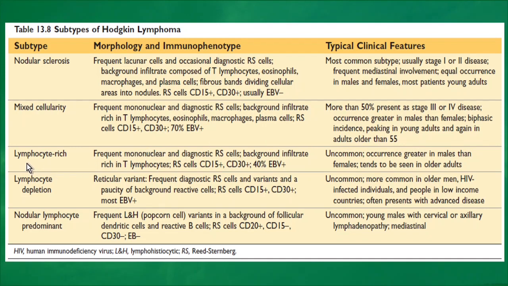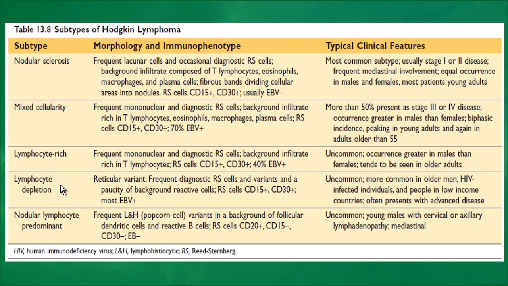Lymphocyte rich Hodgkin lymphoma, classical Hodgkin. Here again mononuclear and diagnostic RS cells can be seen. Background is mostly lymphocytic, T lymphocytes. EBV may be positive. Here it tends to occur more in older adults.